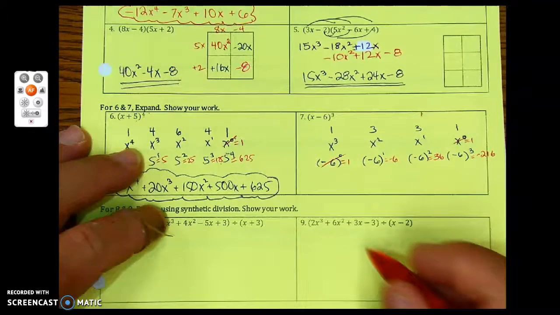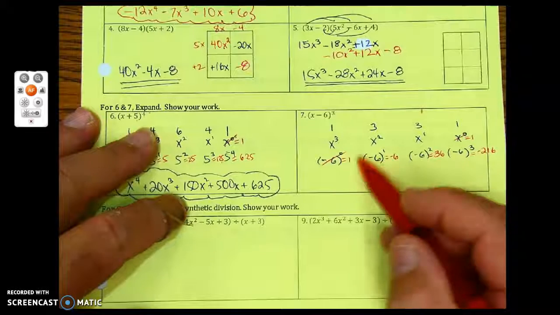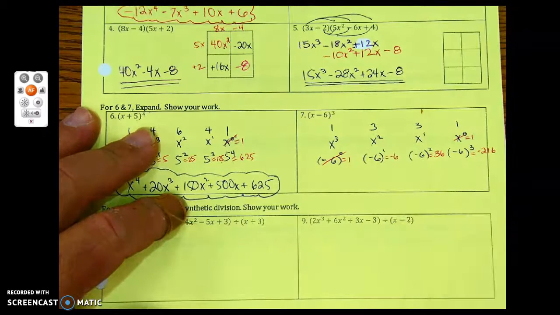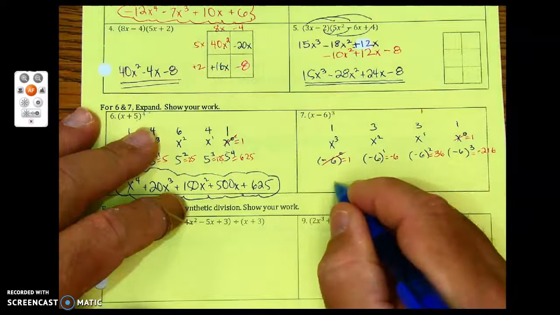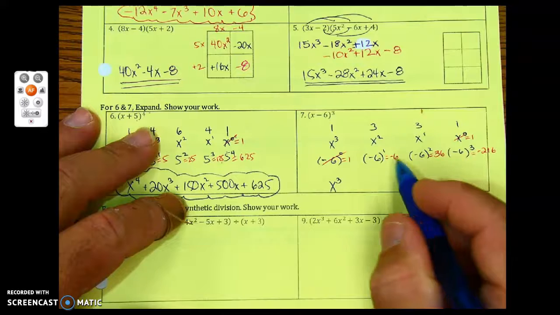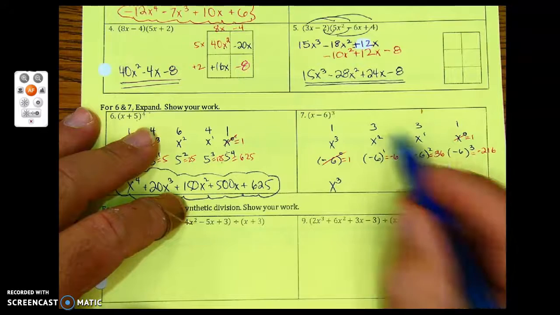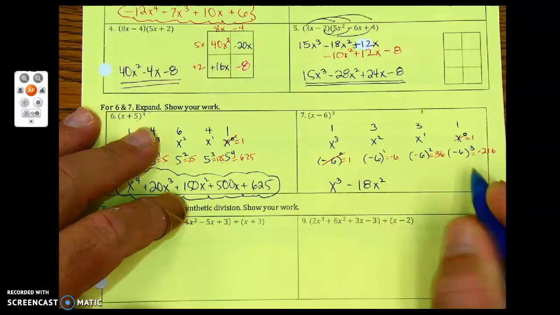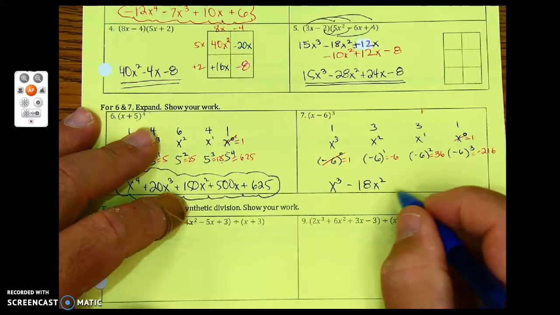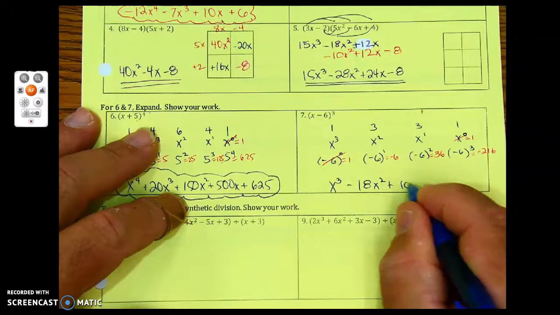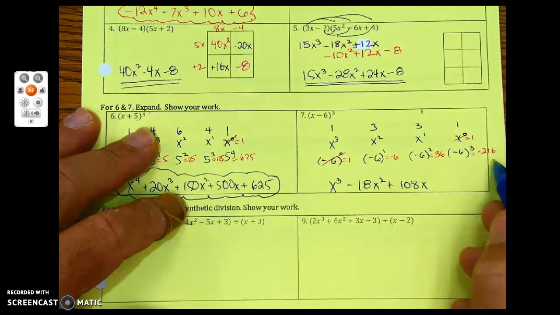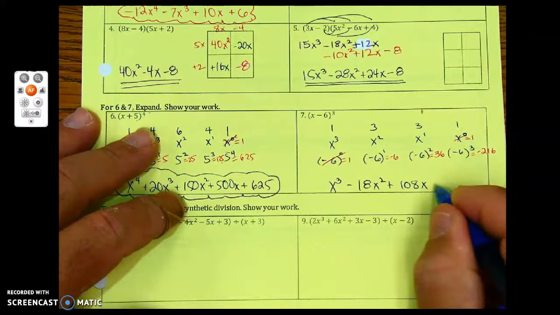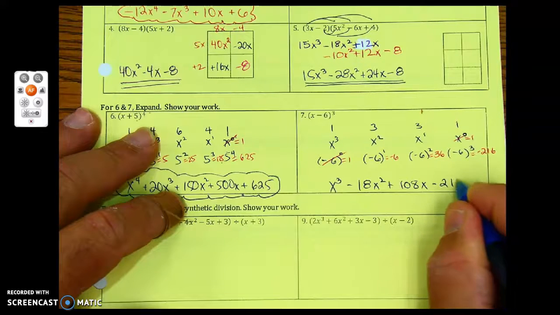Yep. So I'm ready to start multiplying. 1 times x to the third. Negative 6 times 3 times x squared. 36 times 3 times x. And negative 216 times 1 times 1.